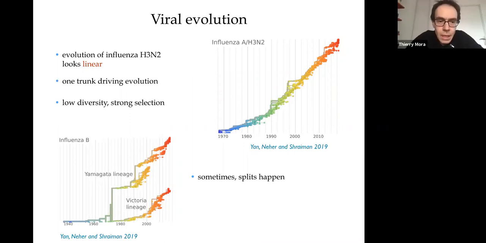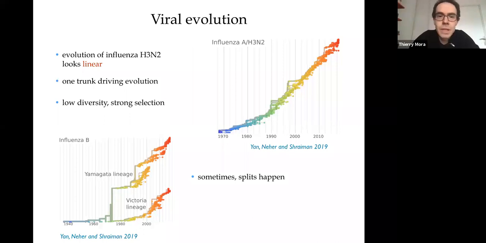Such as flu B, which split into two separate lineages, the Yamagata lineage and the Victoria lineage, back in the 70s. And so we'd like to understand these different patterns of evolution using models. So what drives the evolution of these bugs? Well, it's mostly the immune system.